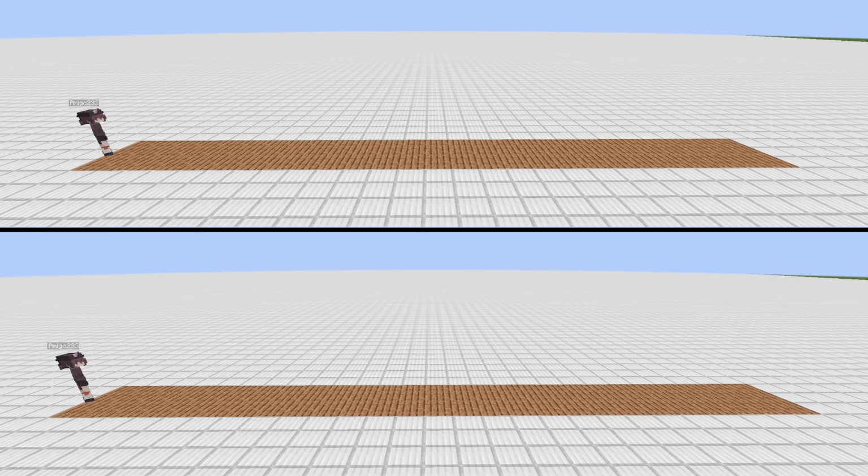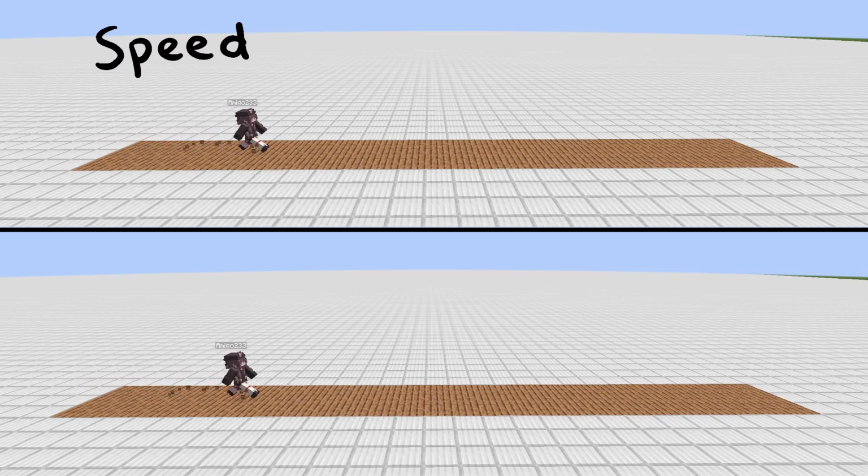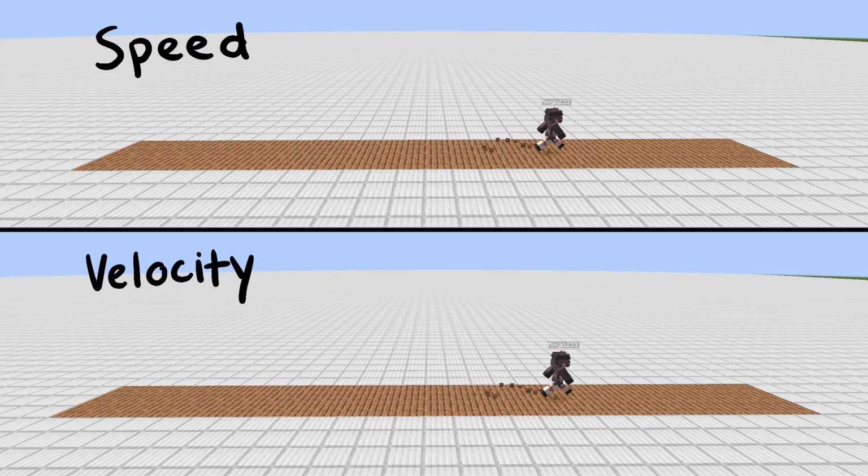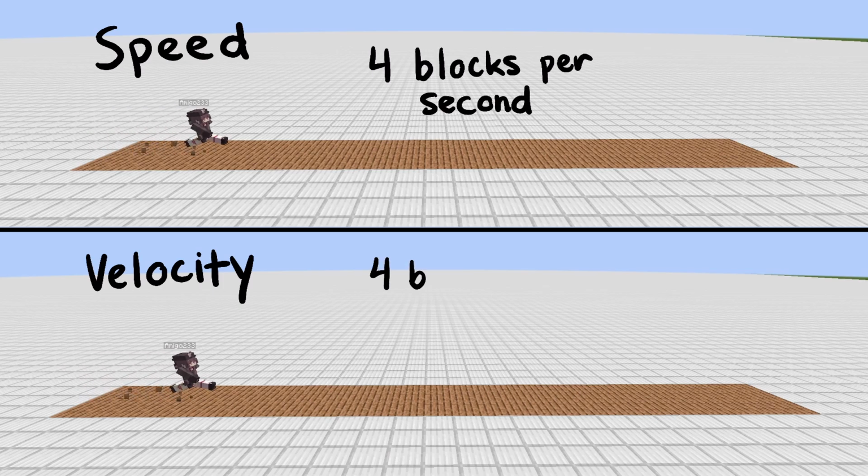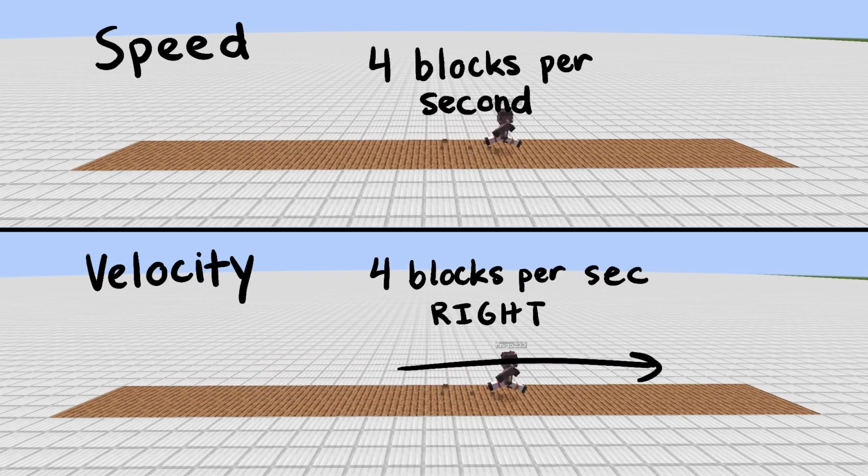Here, we can see a side-by-side view of 2 instances of the player running. In the top one, we can ask what the player's speed is, while in the bottom one, we can ask what the player's velocity is. The player's speed will be 4 blocks per second, while the player's velocity will be 4 blocks per second to the right.